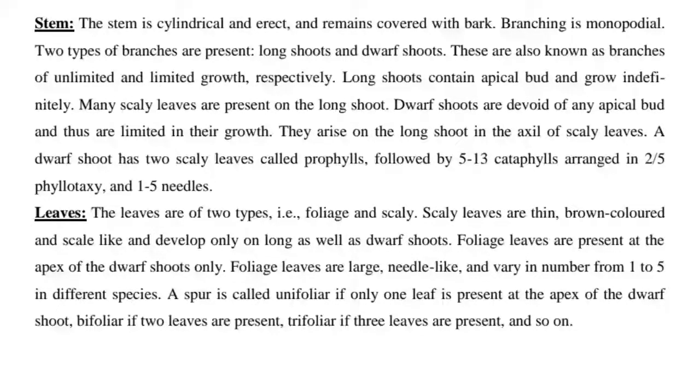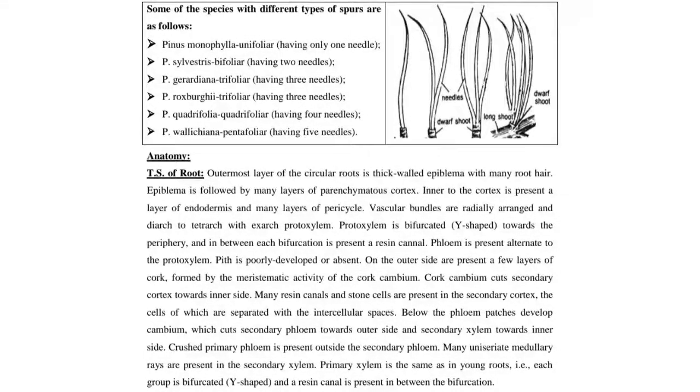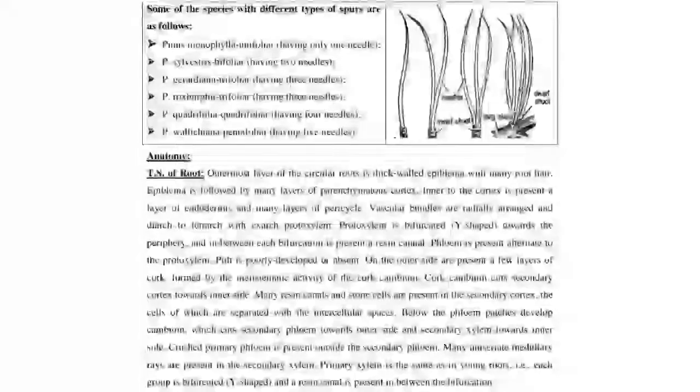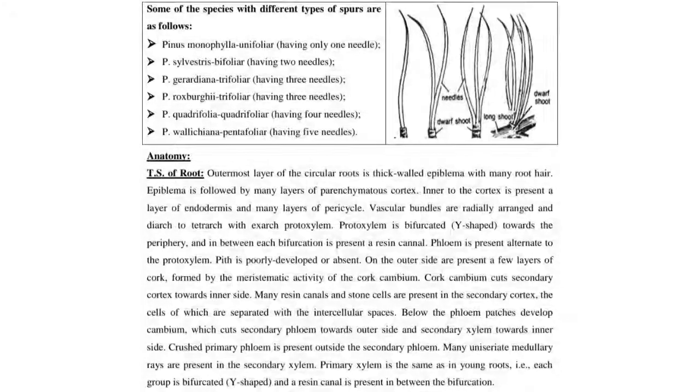A spur is called an afolia if only one leaf is present at the apex of the dwarf shoot, bifolia if two leaves are present, trifolia if three leaves are present, and so on. Some of the species with different types of spurs are as follows. Pinus monophylla anafolia having only one needle, P. sylvestris bifolia having two needles, P. gerardiana trifolia having three needles, P. roxburghii trifolia having three needles, P. quadrifolia having four needles, P. wallichiana pentafolia having 5 needles.